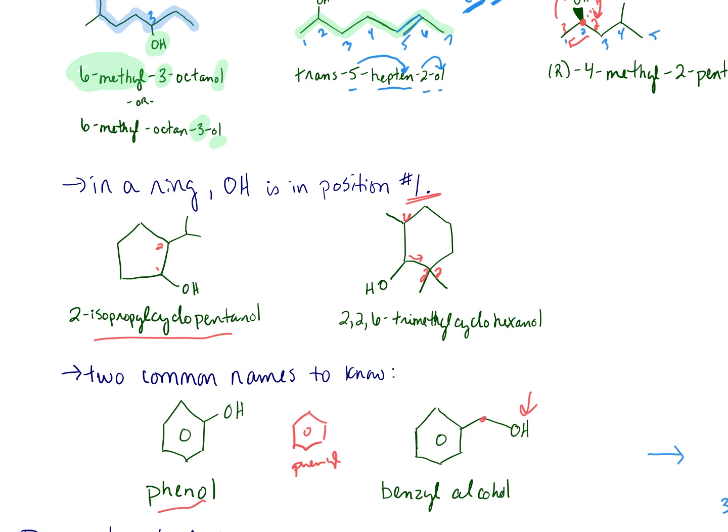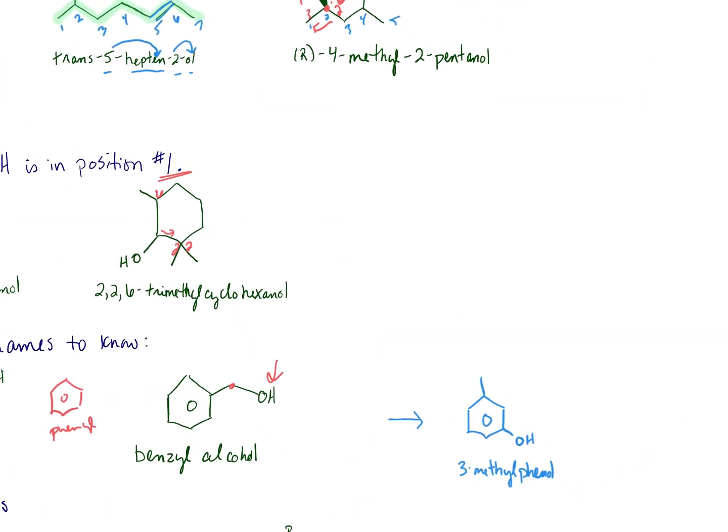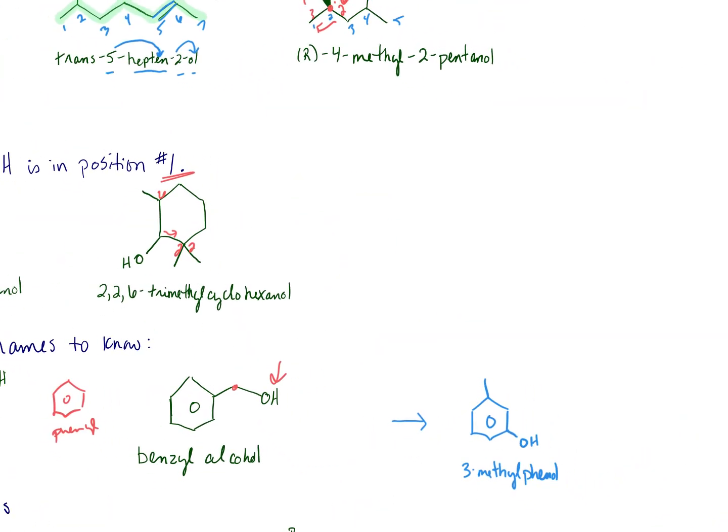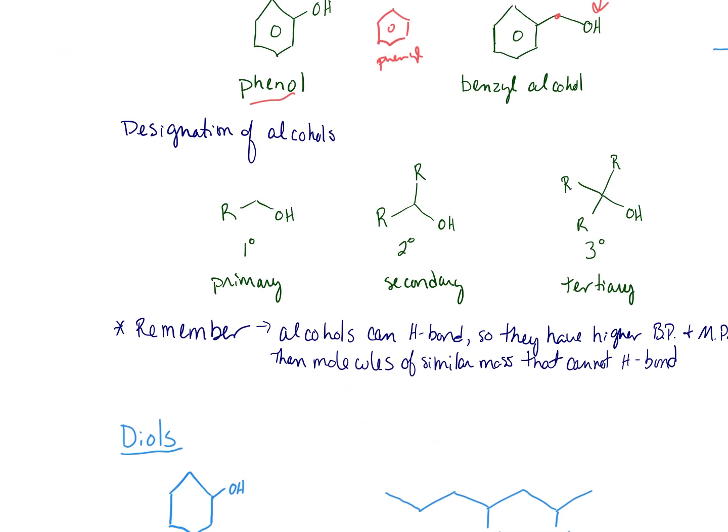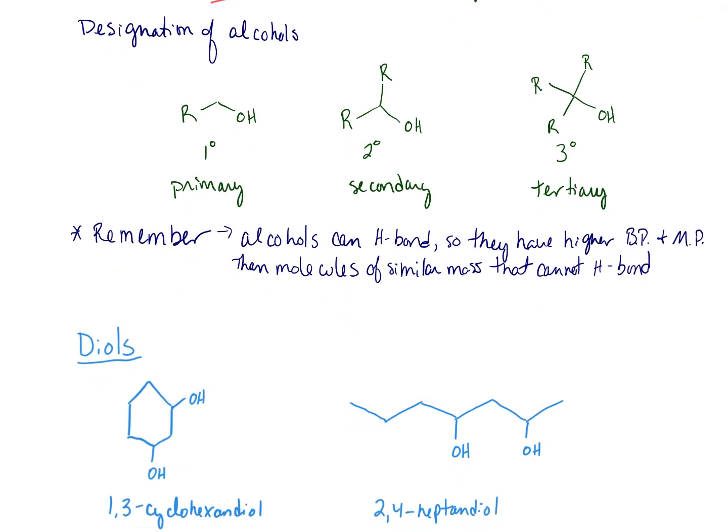When you go to name these, I put a little example to the side. You have to assume that at the phenol position, that is position number 1. Again, you don't need to label that, that's understood. That means that this would be number 2. There we have number 3. That becomes 3-methylphenol. Okay.